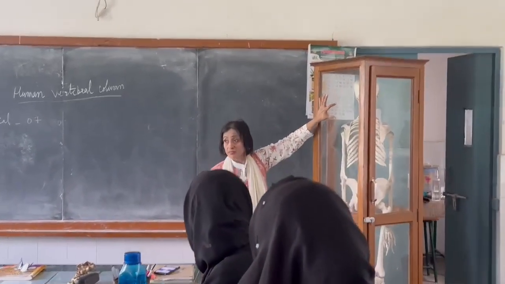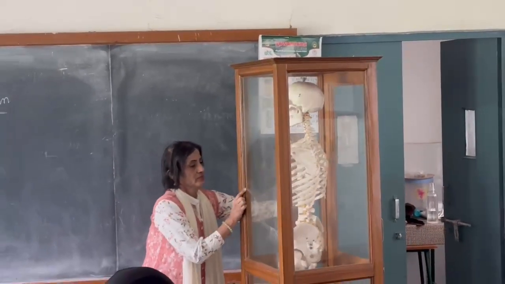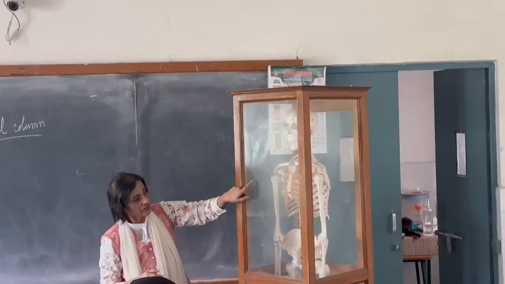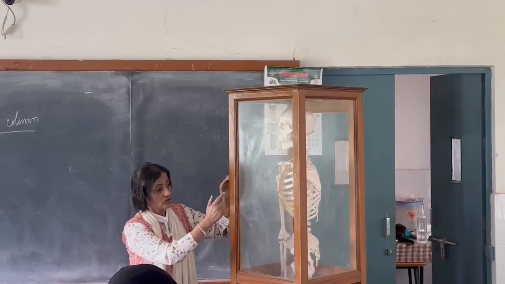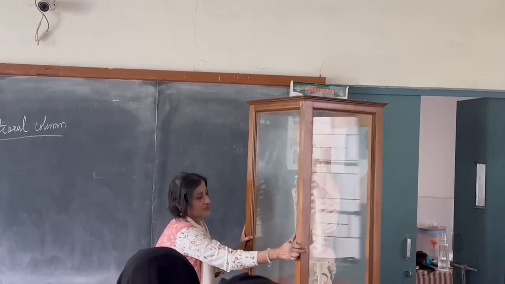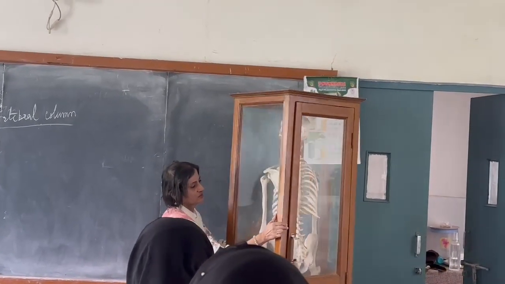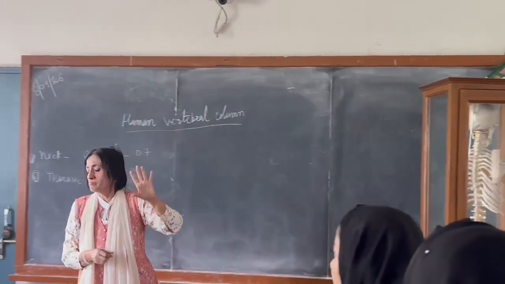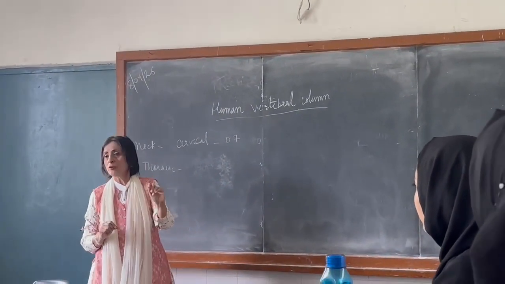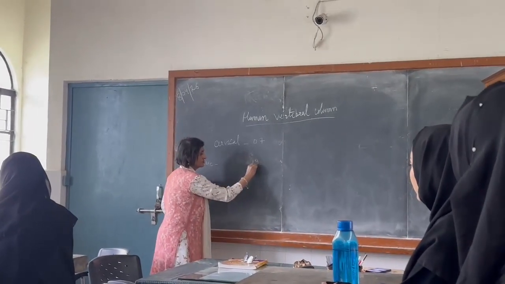This is cervical. I am turning the specimen, and this is the thoracic, where the thoracic cage is there. So the vertebrae is on the back side. Moving the skeleton, just this way, right? 12 pair of ribs or 12 pair of the vertebrae. So I am writing thoracic 12.